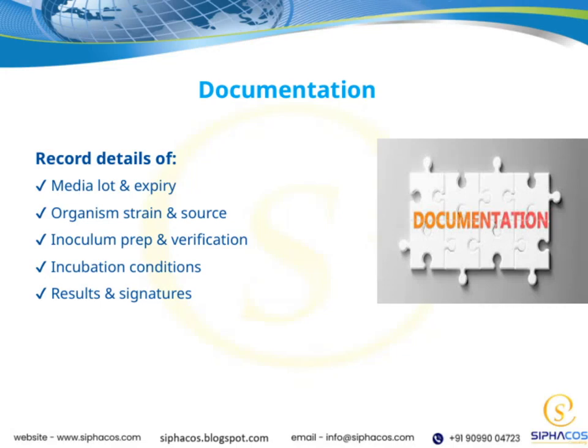Let's talk about documentation. It's crucial to record all the details related to each step of our process. This includes noting the media lot number and expiry date to ensure traceability and quality. We also need to document the organism's strain and source, so we know exactly what we're working with. In addition, recording the inoculum preparation and verification steps helps confirm that our starting materials are accurate and consistent.